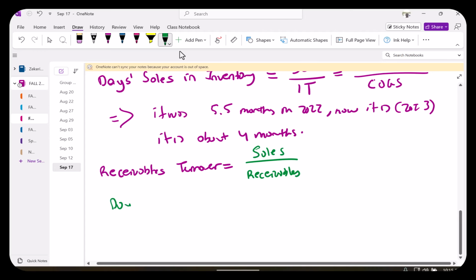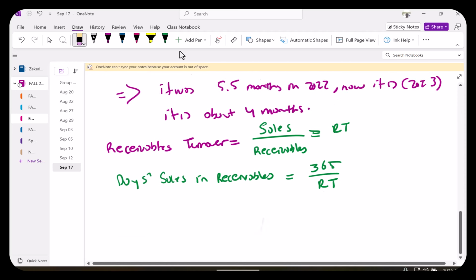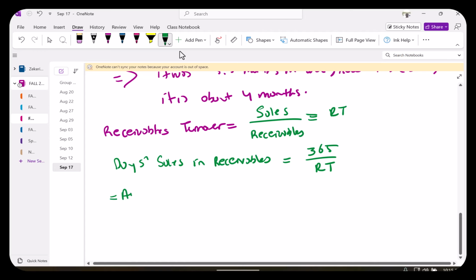Similarly, we're going to have a number called days' sales in receivables, and let's call this RT. That's 365 over RT. This number is also known as average collection period.